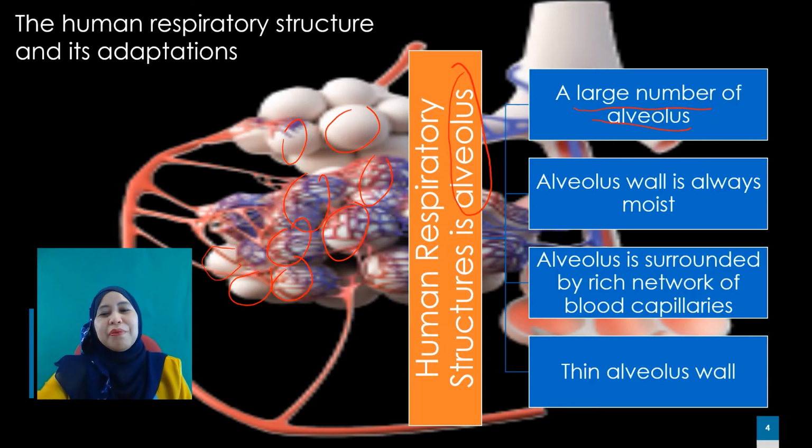The next one, the wall of the alveolus is moist. Again, moist is to ensure that the respiratory gases can easily dissolve. Next, alveolus is surrounded by a rich network of blood capillaries. You can see this one, the blue and the red color are all the blood capillaries. This is to ensure that the respiratory gases can be transported easily. And the last one, the thin wall of alveolus. This again is to ensure that the respiratory gases can diffuse easily because the wall is only one cell thick.